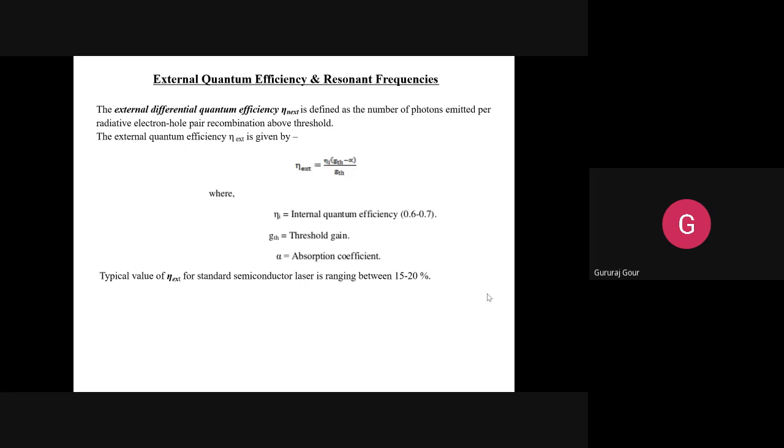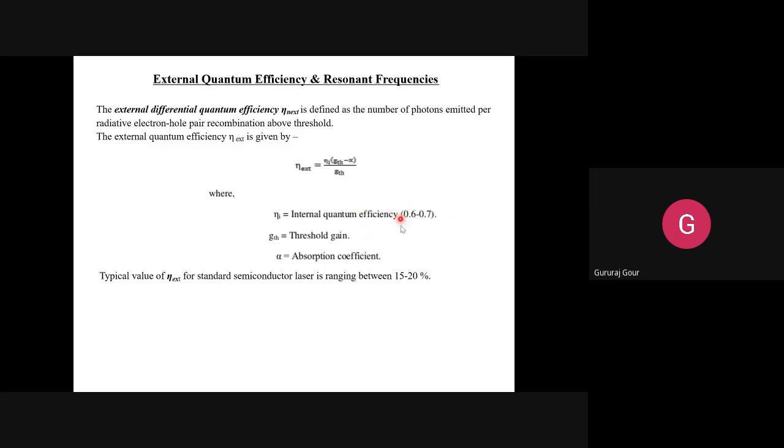It is called external because we are getting the output of this recombination process as photons. So net how many photons we are getting because of these electron hole recombinations can be measured by this parameter. That is given by this equation here. So external quantum efficiency zeta ext depends on the difference between the absorption coefficient and the threshold gain, multiplied by internal quantum efficiency.